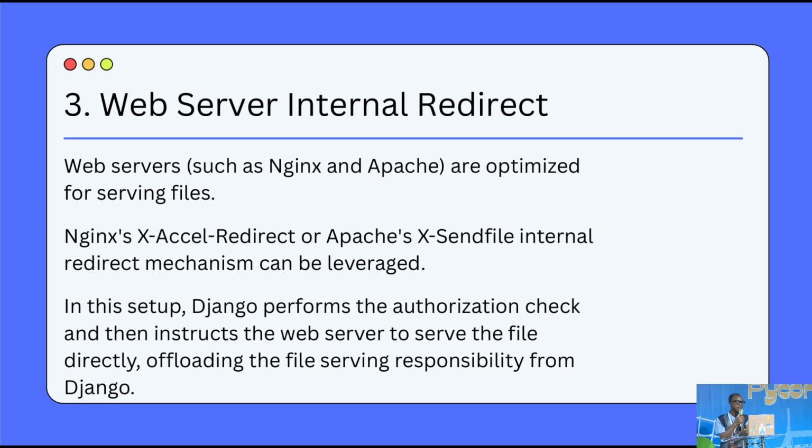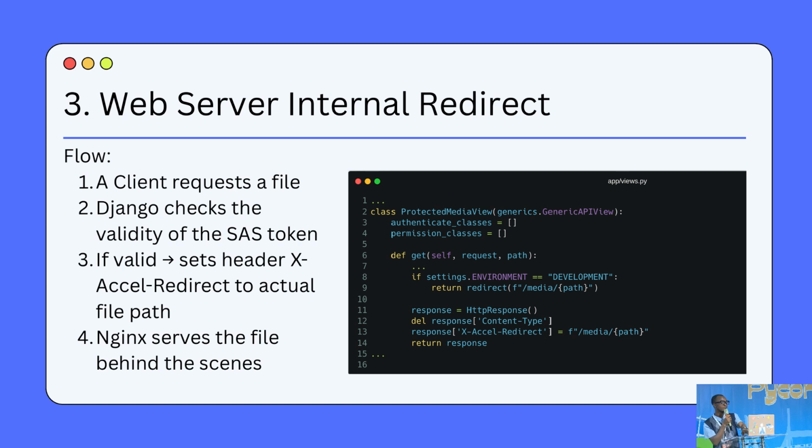So the last technique is using the web server internal redirect, and this is when you take advantage of the internal redirect directive in Nginx. What this does is mark the location media block as a private directory that can only be accessed through an internal redirect. So this means that Django will do some validation before you can actually access that file. It is only if you have access to the file that you can actually access the media file.